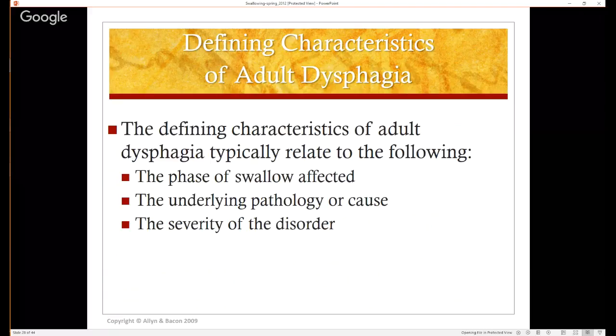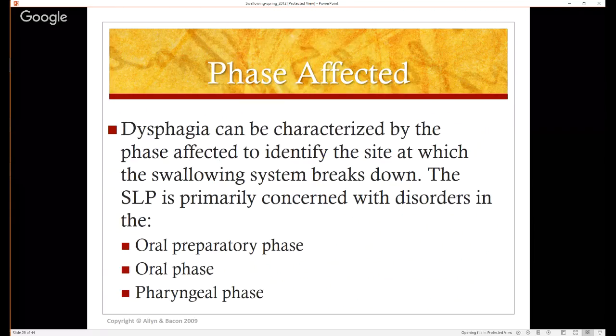And moving on to defining characteristics of adult dysphagia. The phase of swallow affected, the underlying pathology or cause, and the severity of this disorder are all things that are going to be defining characteristics. So the phase affected refers to dysphagia being characterized by the phase affected to identify the site at which the swallowing system breaks down. The SLP is primarily concerned with disorders in the oral preparatory phase, the oral phase, and the pharyngeal phase.